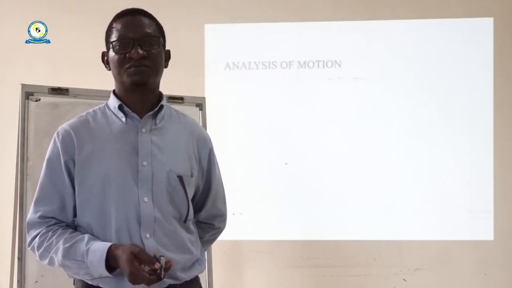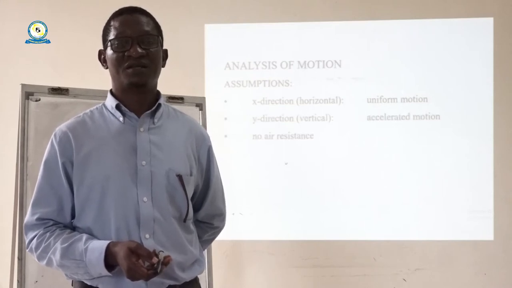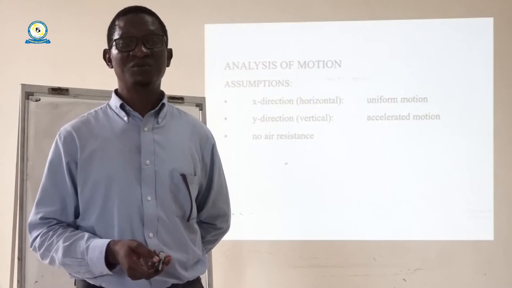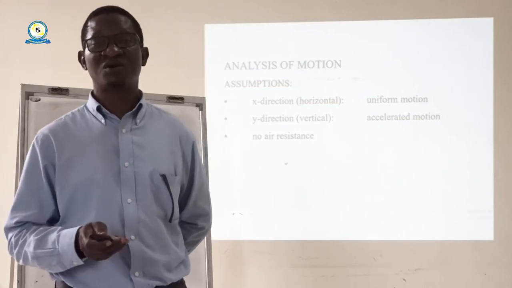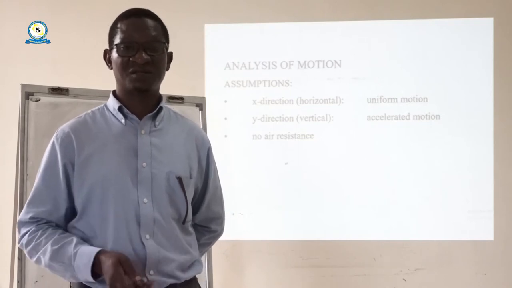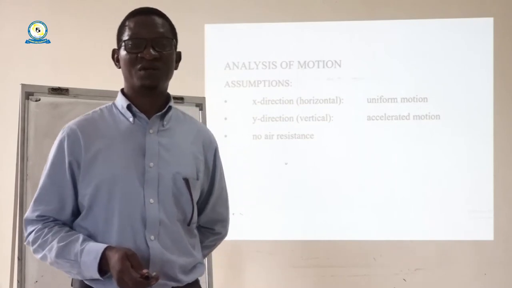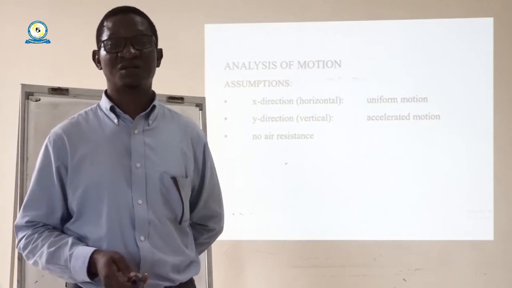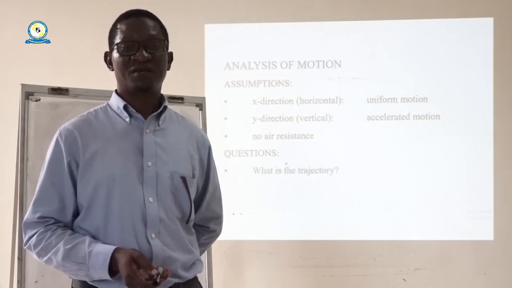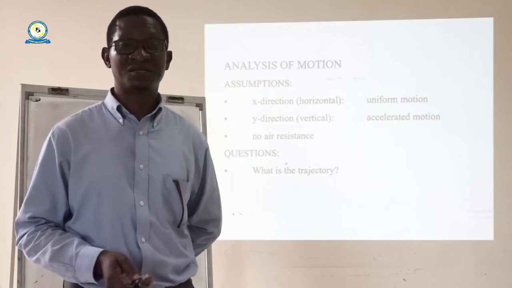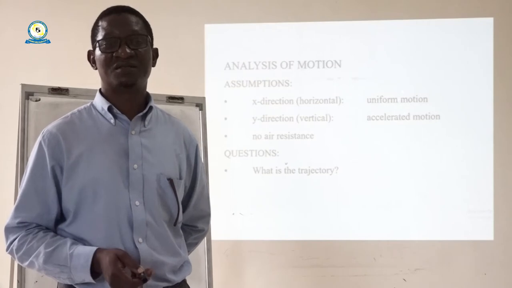Analysis of motion. In analysis of motion, we make assumptions: in the x direction, horizontal, it has only uniform motion; in the y direction, vertical, accelerated motion because of gravity. Another assumption: no air resistance. If there were air resistance, there would be other considerations, friction and the rest.